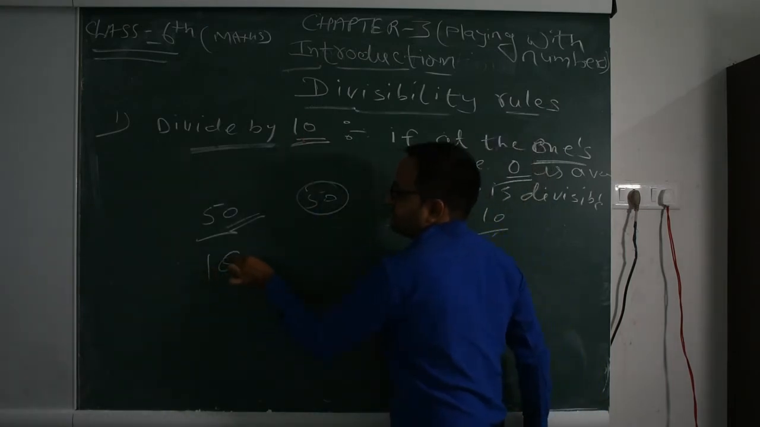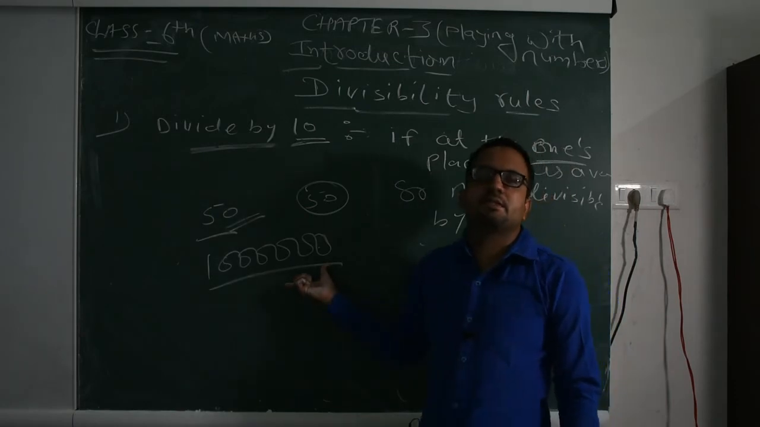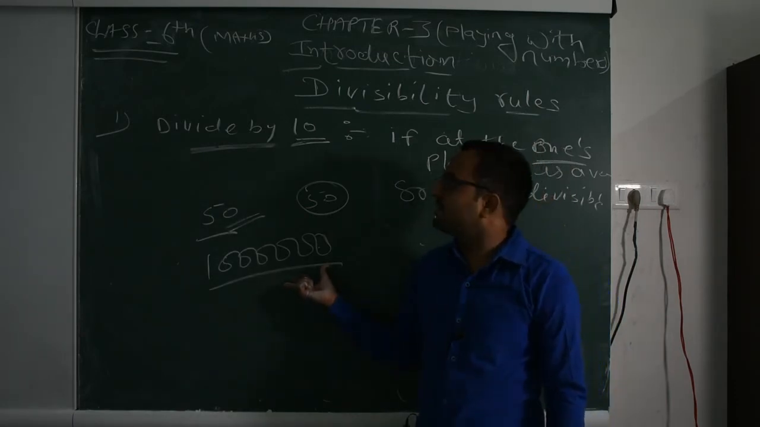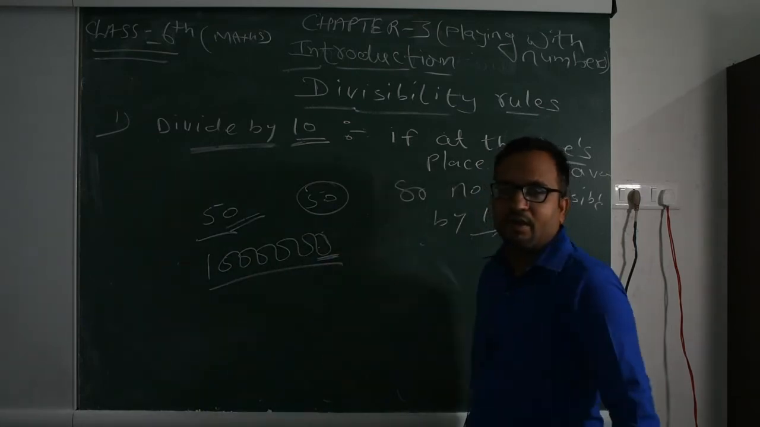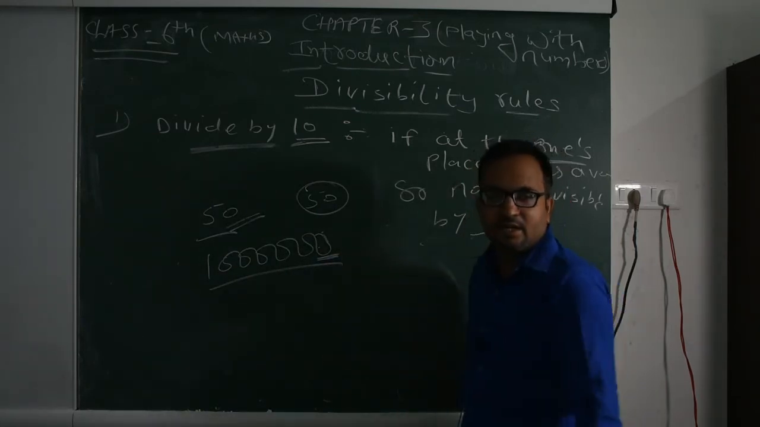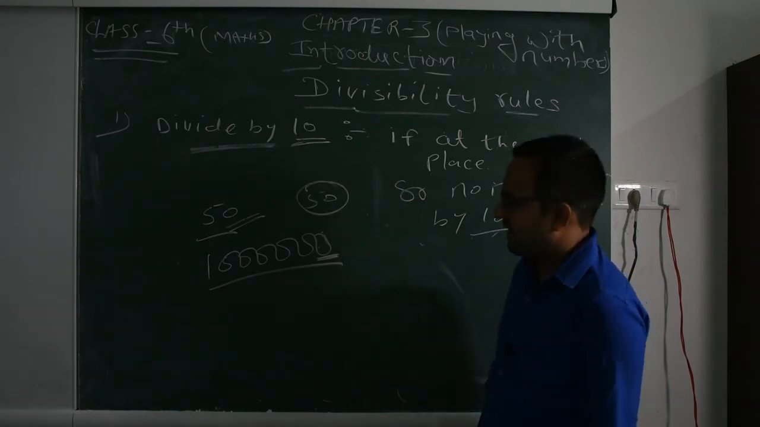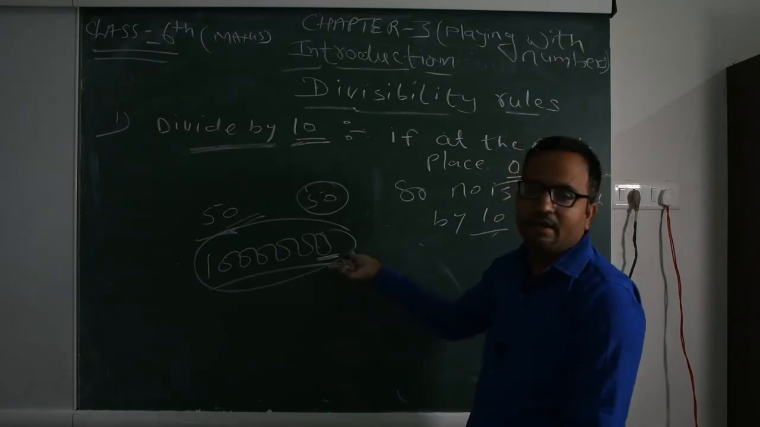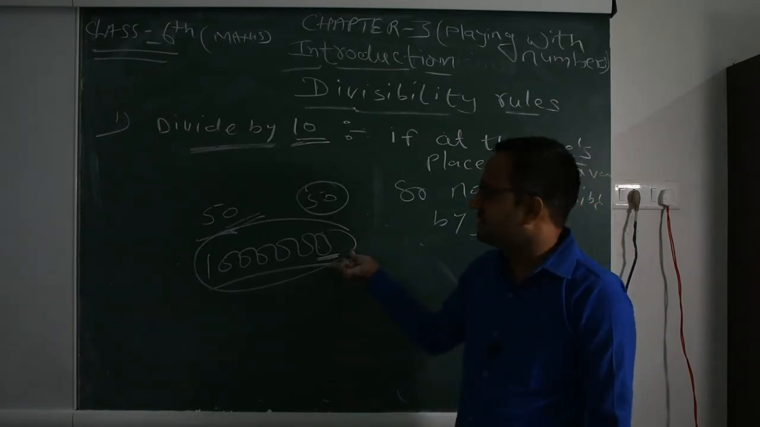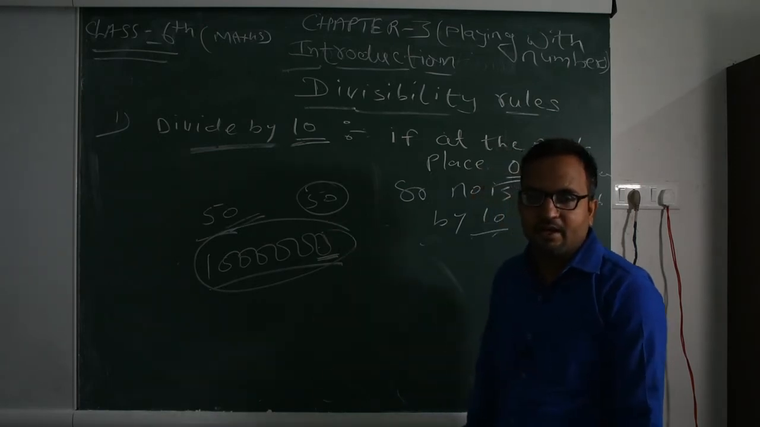Now we check whether this number is divisible by 10 or not. We just check the ones place, 0 is available, so we say 10 is also divisible by 10. So this number is also divisible by 10. We check only the unit place, that means the ones place. If 0 is available, then the number is divisible by 10.